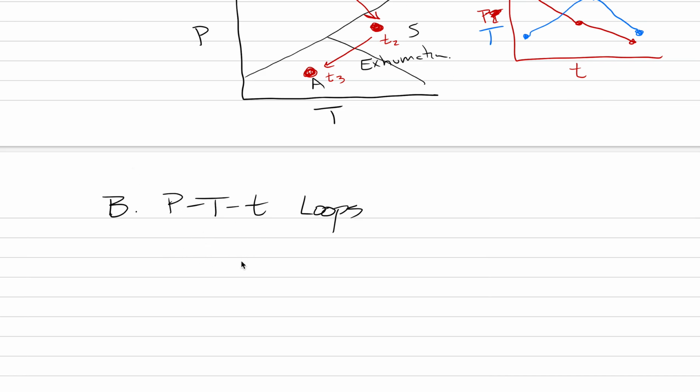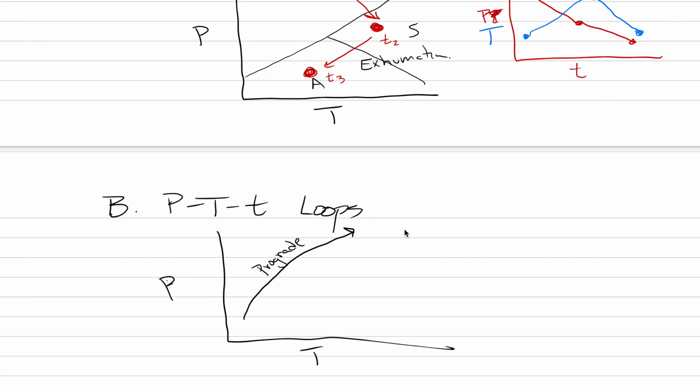So with our PTT loops, we're going on a prograde path, and then you reach peak conditions. So here's just a generic PT path. Well, there is usually this path that goes up towards higher conditions. We call that our prograde path. We're getting involved in some orogen, some convergent boundary. And then you're going to reach some peak metamorphic conditions, and then the tectonism ends, or you're being brought to the Earth's surface, and this is called our retrograde path. This is the path of exhumation.